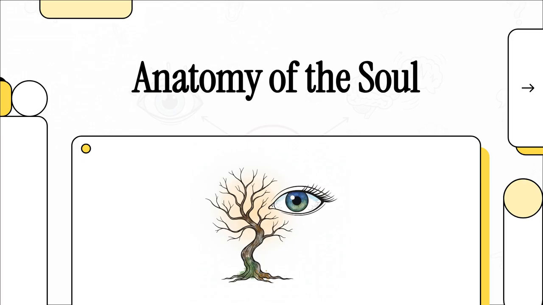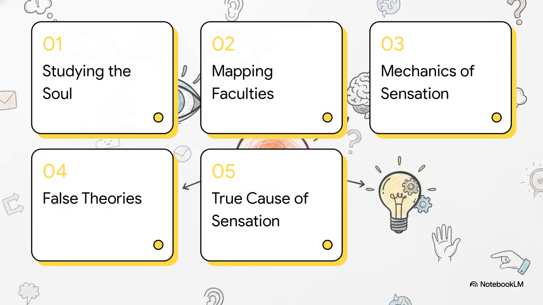We're going to be looking at a classic, highly structured text called The Science of the Human Soul and Its Faculties. And let me tell you, it gives us a really brilliant, systematic breakdown of human perception. This classical text gives us a super clear roadmap. We're going to start by looking at how to study the human soul, map out our inner faculties, look at the pure mechanics of sensation, debunk some historically famous false theories, and then finally uncover the true cause of sensation.